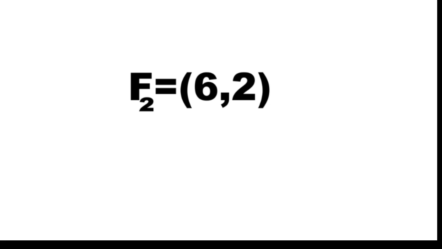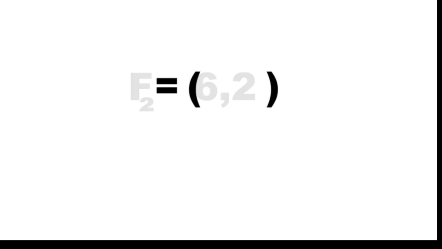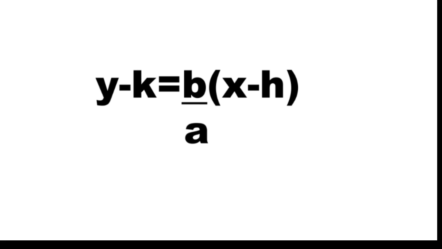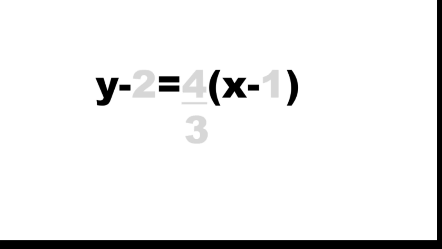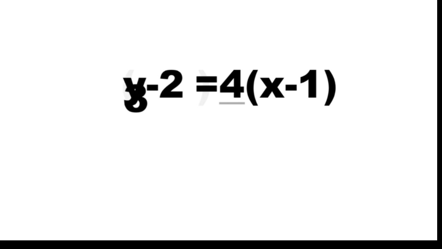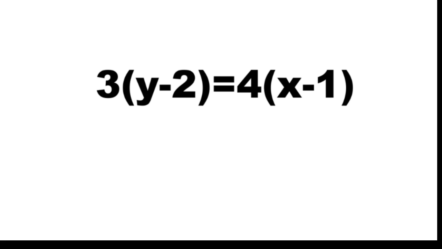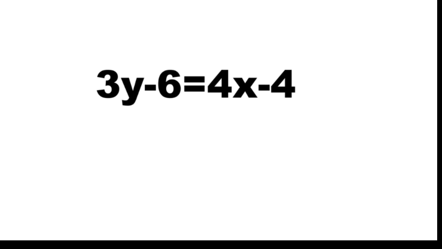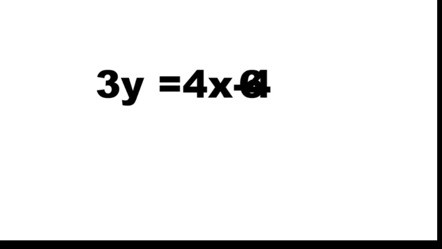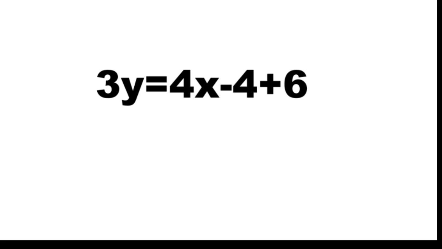Now, using the derived values of a and b, let's solve for the asymptotes. The first is y minus k equals b over a times quantity x minus h. Substitute the values. We have y minus 2 equals 4 over 3 times quantity x minus 1. Transpose 3 to the left side by multiplying it to y minus 2. Distribute 3 and 4, so 3y minus 6 equals 4x minus 4. Transpose 6 to the right, so 3y equals 4x minus 4 plus 6, so 3y equals 4x plus 2. This is the first asymptote.